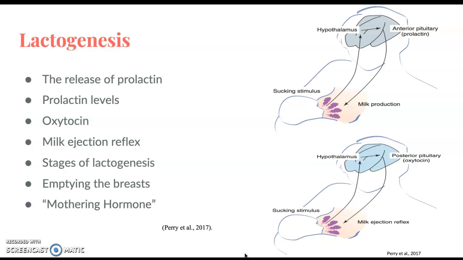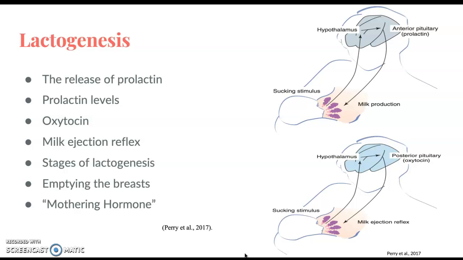The myoepithelial cells surrounding the alveoli respond to oxytocin by contracting and sending the milk forward through the ducts to the nipple. The milk ejection reflex, or MER, will be triggered multiple times throughout feedings. This can happen when the mother hears, sees, or smells her baby, or through thoughts. It can also occur through sexual activity, because oxytocin is released during orgasm. However, this reflex can be inhibited by fear, stress, and alcohol consumption.